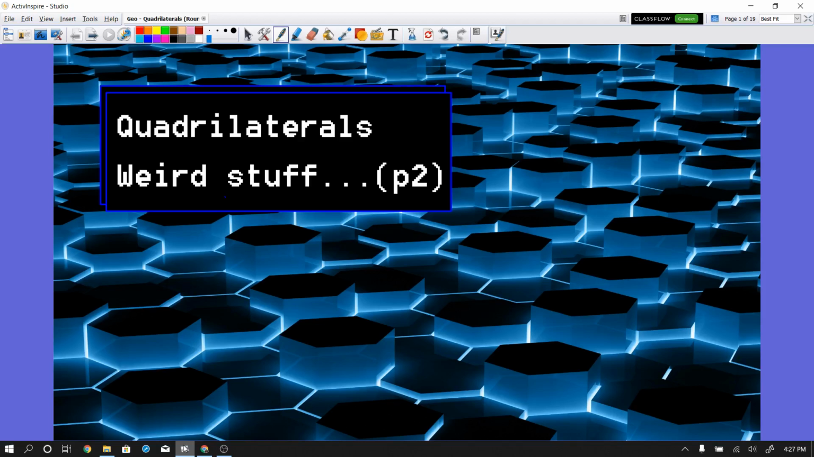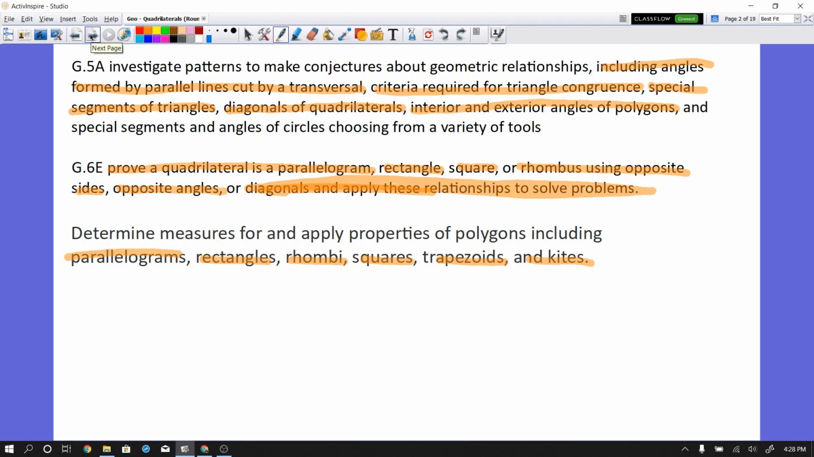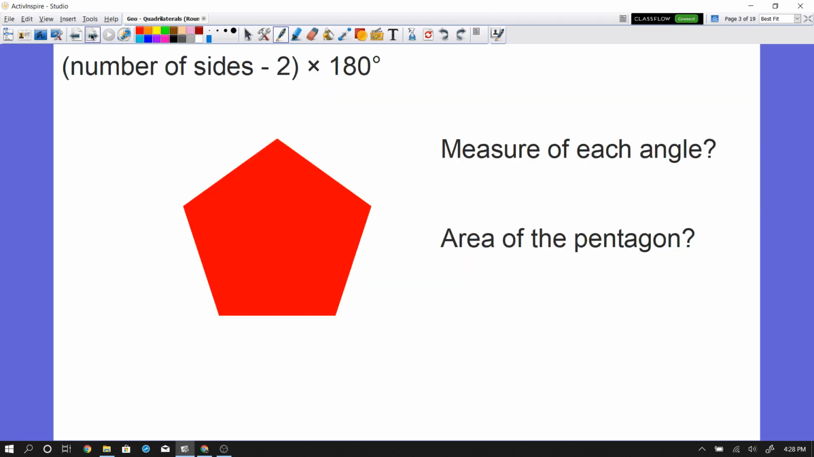Quadrilaterals, weird stuff, part two. So what we're talking about is this quadrilateral stuff. This is the stuff that whenever we were talking, we had already covered. And I think it's just a really good idea to constantly remind yourself of these things.